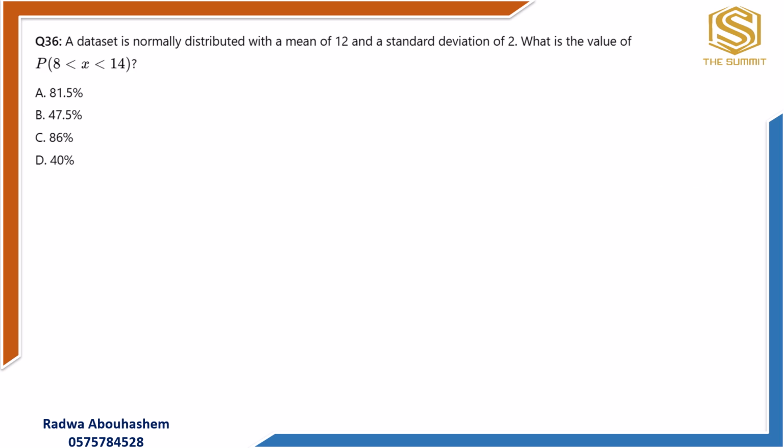A data set is normally distributed with a mean of 12 and a standard deviation of 2. What is the value of the probability from 8 to 14? Here, in the middle, you have the mean, which is 12. And you have a standard deviation of 2. So this is 14, 16, and this is 10, 8, 6. So I need from 8 to 14.